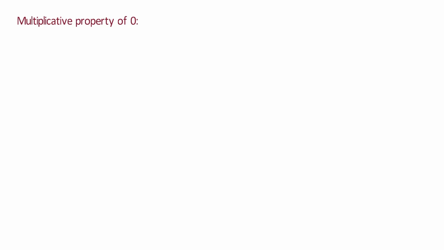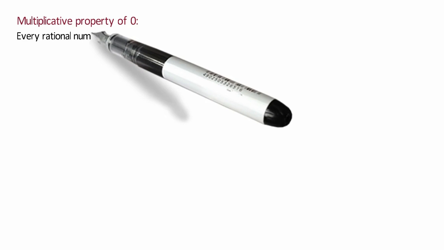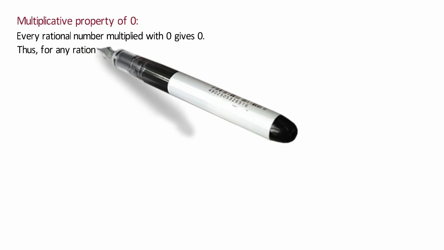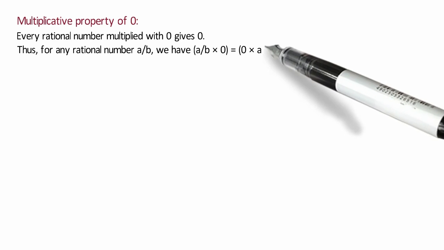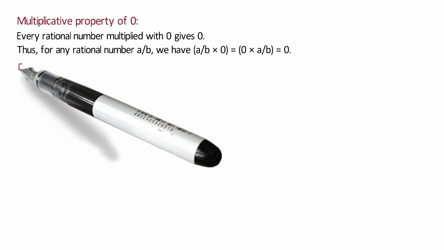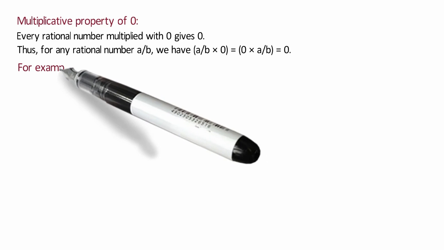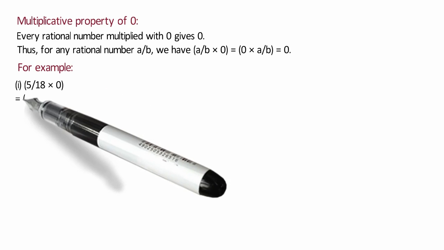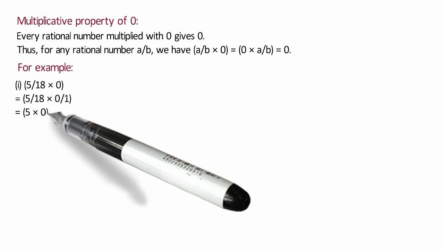Multiplicative property of 0. Every rational number multiplied with 0 gives 0. Thus, for any rational number a/b, we have a/b times 0 equals 0 times a/b equals 0.